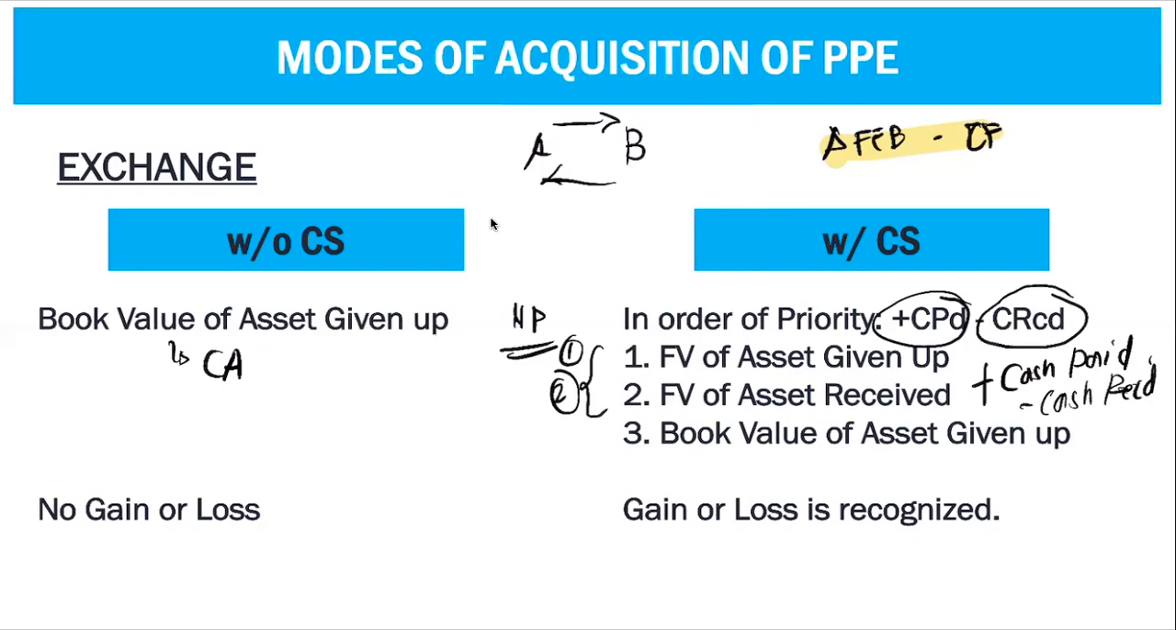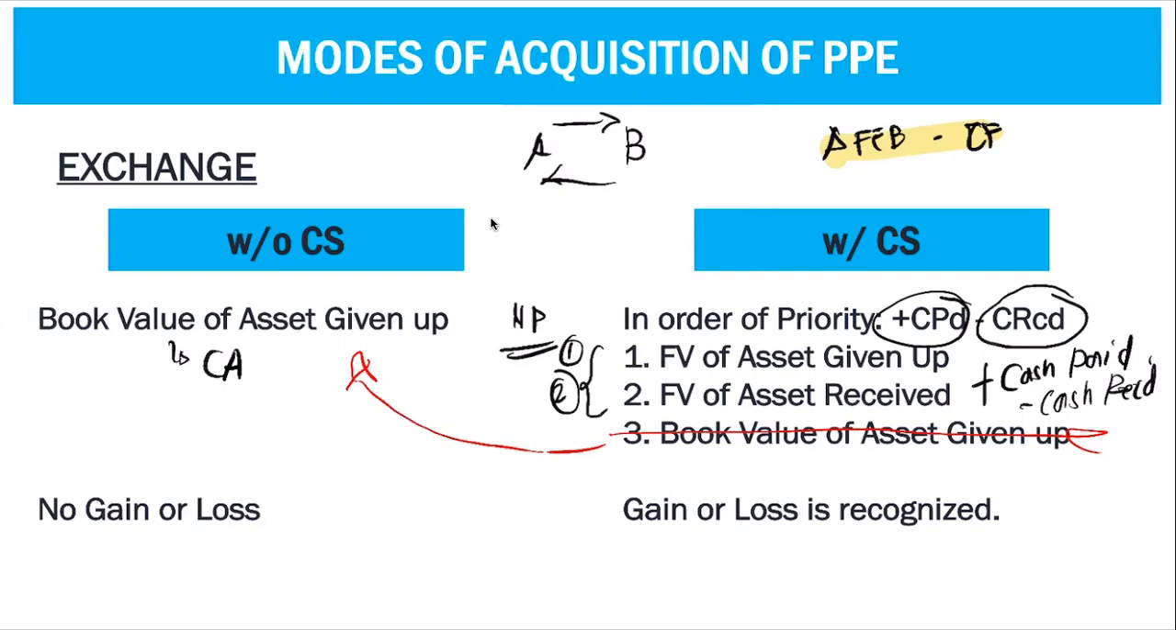Sir, how about book value of asset given up? I don't know why some still place book value of asset given up as number 3. If there is a commercial substance, you will rarely see a book value of asset given up kasi ito papasok lang yan sa without commercial substance. But then, some still place here book value of asset given up. So you can still make use of book value of asset given up if ever 1 and 2 priority is not present. You can use priority number 3.